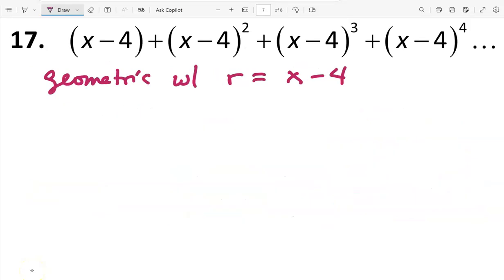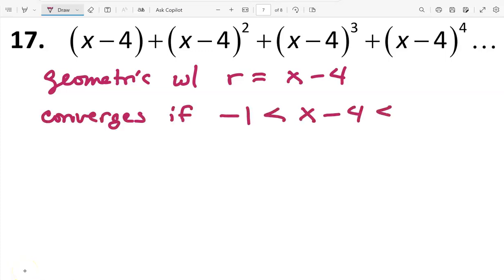The series in number 17 is an infinite geometric series with the ratio x minus 4 and converges if that ratio x minus 4 falls between negative 1 and positive 1. By adding 4 to all three parts of the inequality, we get that x falls between 3 and 5.